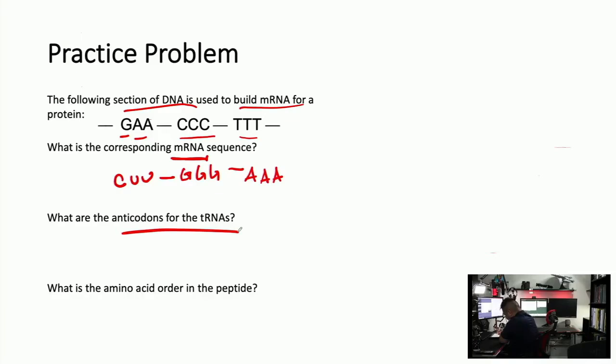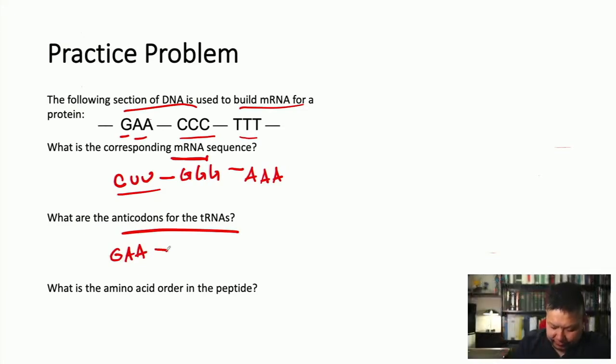For CUU, it becomes back to GAA, right? And then GGG becomes CCC, right? And then AAA becomes triple U, right? Not T's, because this is RNA.